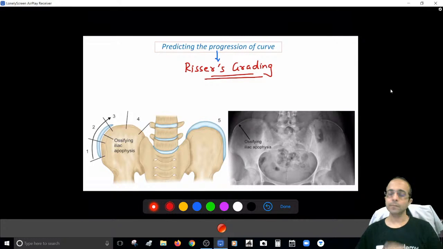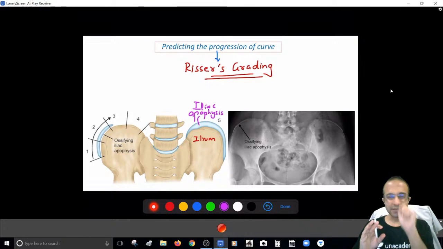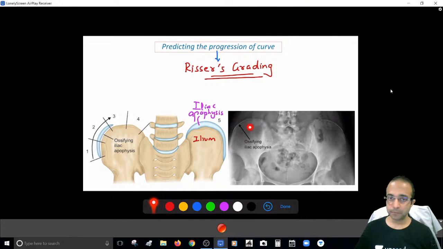Now first, please understand. This is the ilium, and what you can see right on top of the ilium is the iliac apophysis. I'll just try to show the two things to you on an original X-ray. So that will be the ilium, and that will be the iliac apophysis.